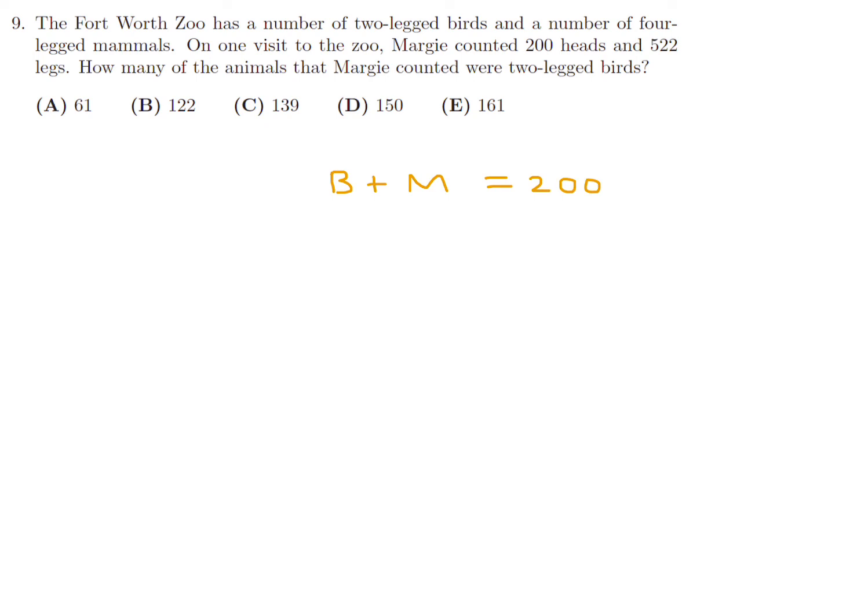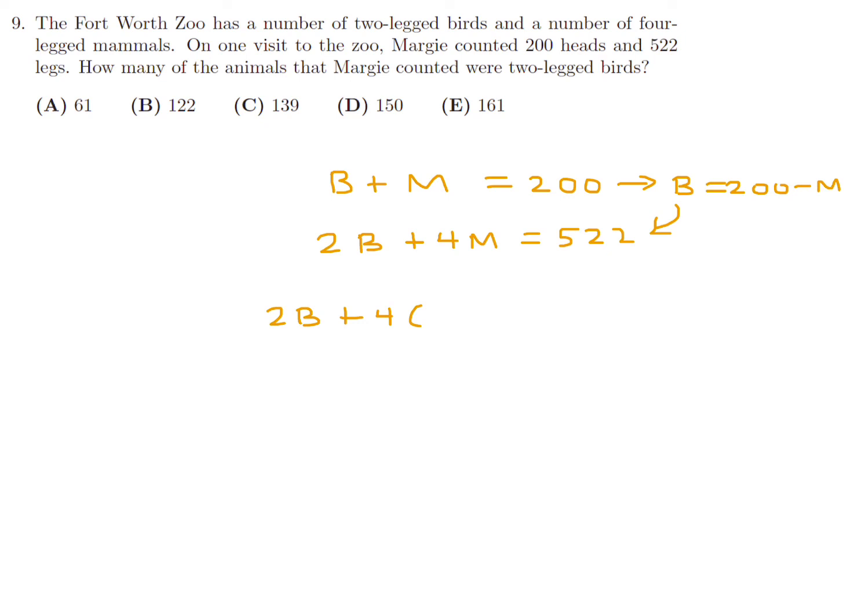And then each of the birds has 2 legs, and each of the mammals has 4 legs, so 2b plus 4m has to equal 522, because she counted 522 legs. So we have to solve these two equations. From this one, we can just isolate for b. So b is going to be equal to 200 minus m, and then we can plug that into this one.